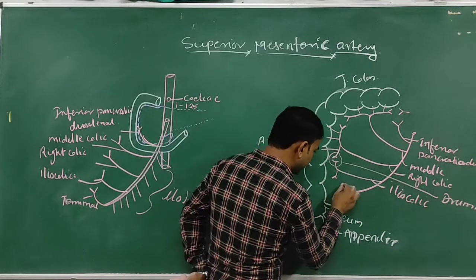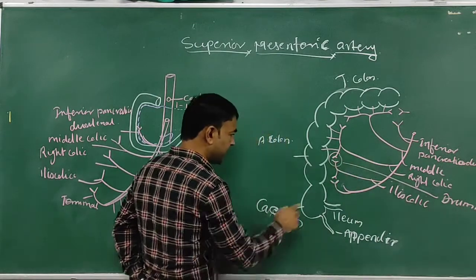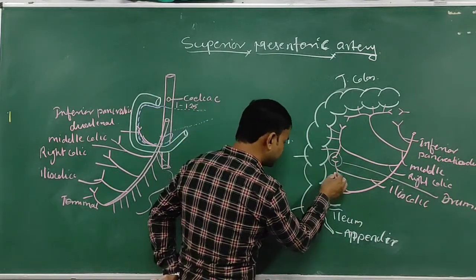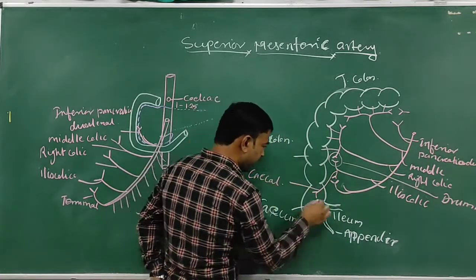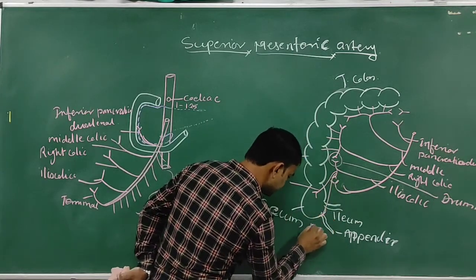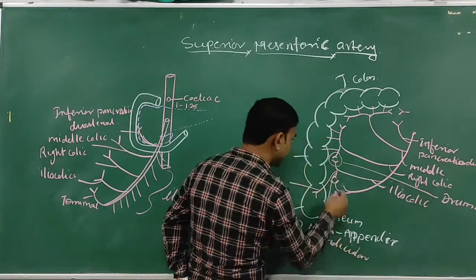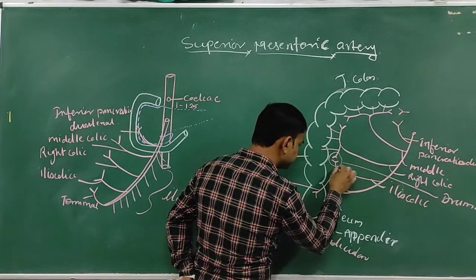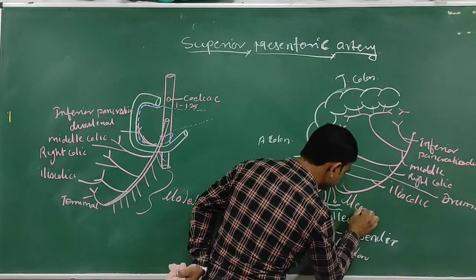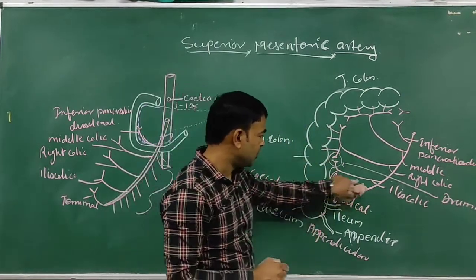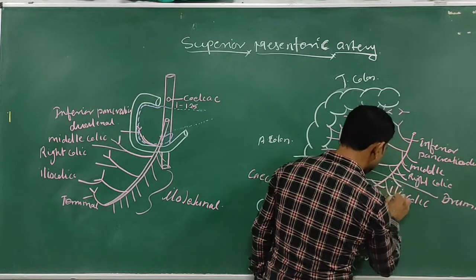The ileocolic artery anastomoses with the terminal branch of the superior mesenteric artery, and also gives a cecal branch to the cecum, an appendicular branch to the appendix, and an ileal branch to the terminal part of the ileum. So this is the ileocolic artery.